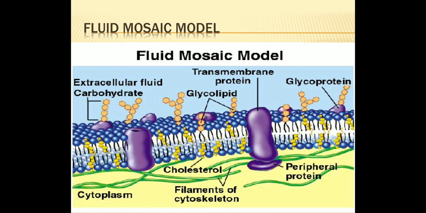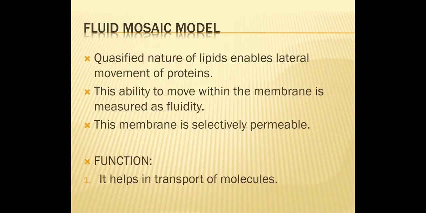And these proteins form channels for passage of water. Whereas if we see extrinsic proteins, these extrinsic proteins are also called peripheral proteins because they are found on two surfaces of the membrane. Here, I already told you in the last lecture that lipids show fluid nature. So this fluid nature of lipids enables lateral movement of proteins. And this ability to move within the membrane is measured as fluidity.